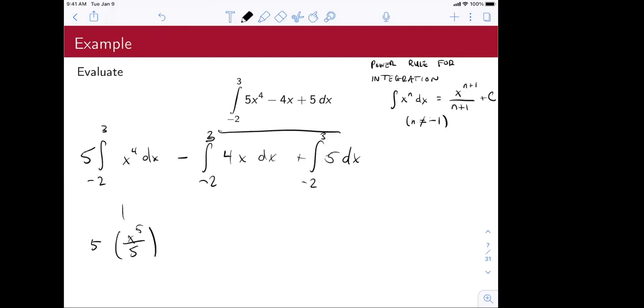And then minus, again, I'm going to pull the 4 out in front. So what's the integral of just x with respect to x? The n is the exponent, so that's how we got 5 on the bottom.